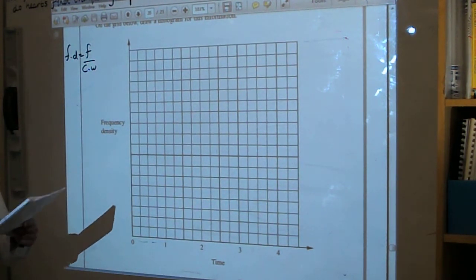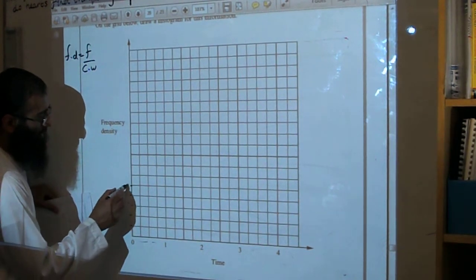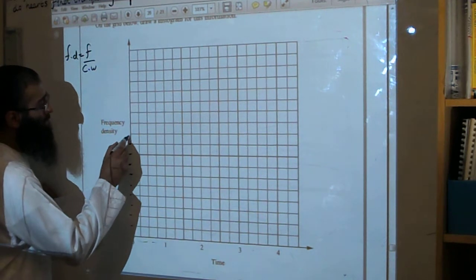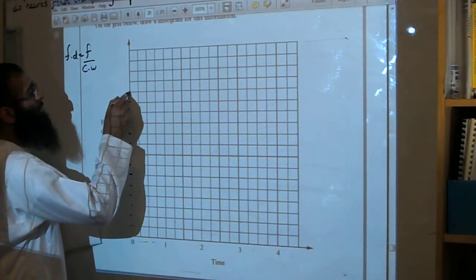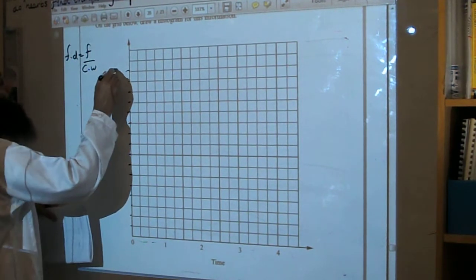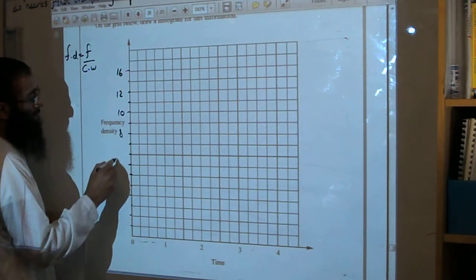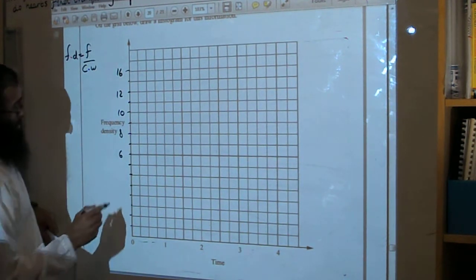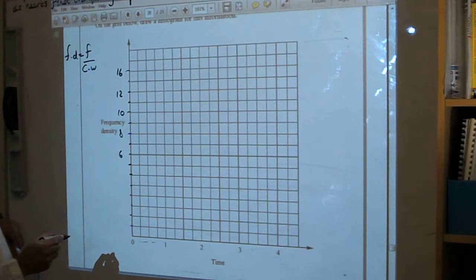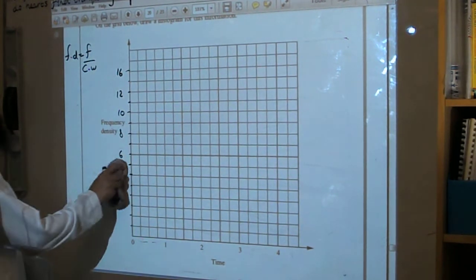What does the frequency density go up to? What's the maximum? 16. Let's have a look. 1, 2, 3, 4, 5, 6, 7, 8, 9, 10, 11, 12, 13, 14, 15. That's it. No, we don't need to go up in ones. 16, 12, 10, 8, 6. I've done something crazy, folks.